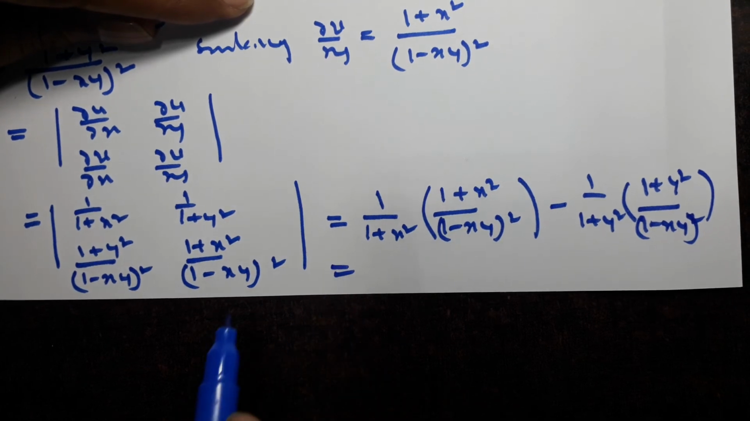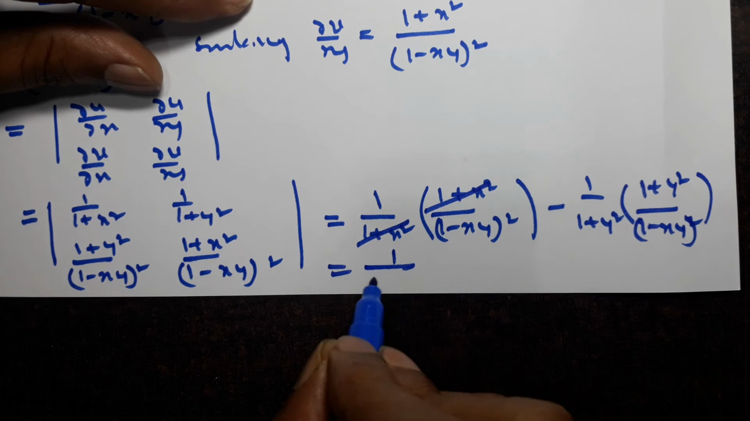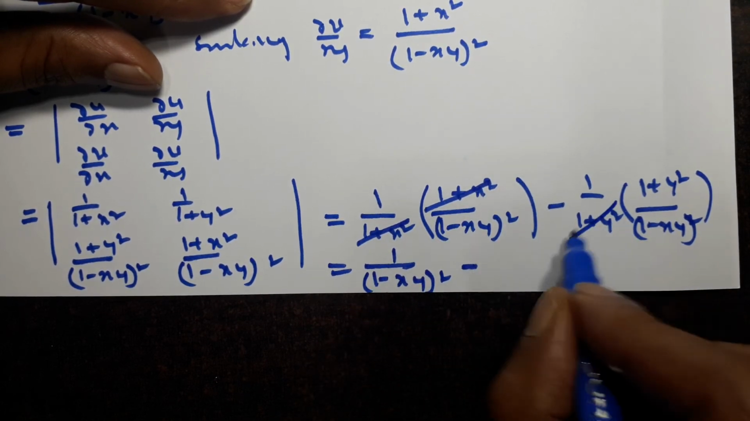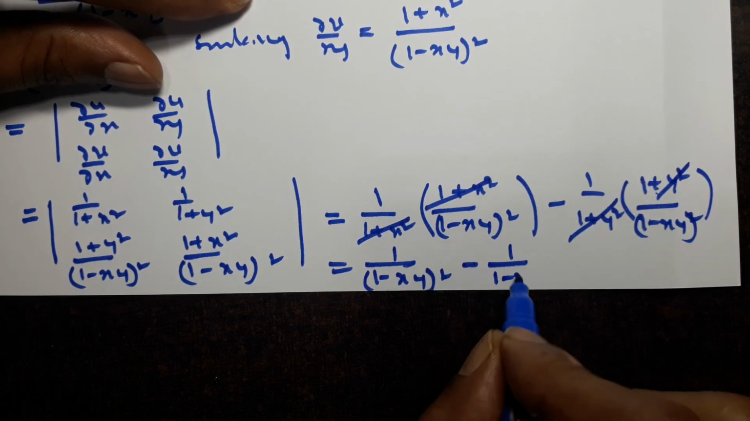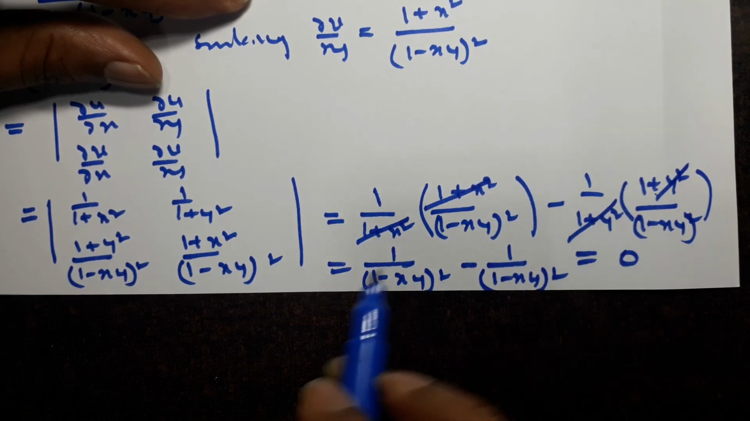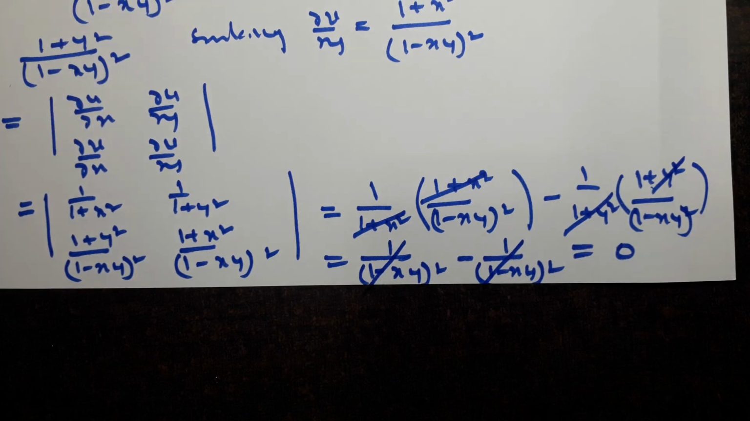is equal to, as the x terms are cancelled, 1/(1 − xy)² minus, again the y terms cancelled, 1/(1 − xy)², is equal to 0. Even here also the plus and minus is cancelled, right? The eighth problem is an important problem.